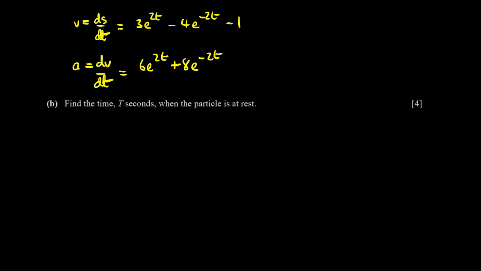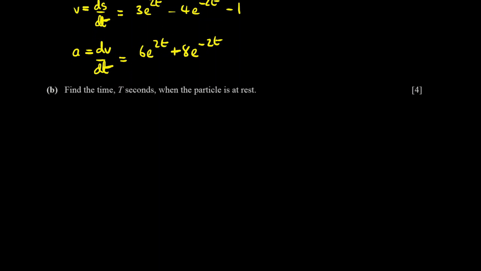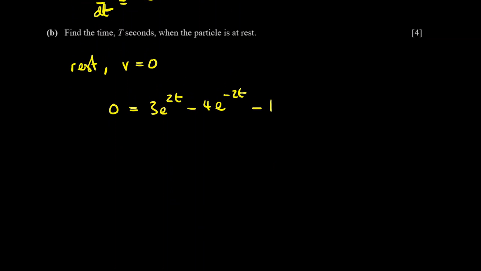Okay, part B, you want to find the time when the particle is at rest. Well, what does rest mean? Rest is when the velocity of the particle is 0, right? So when it's stopped. So what we've got to do is take our equation for velocity, which we just found, 3e to the 2t minus 4e to the minus 2t minus 1, and set it equal to 0.